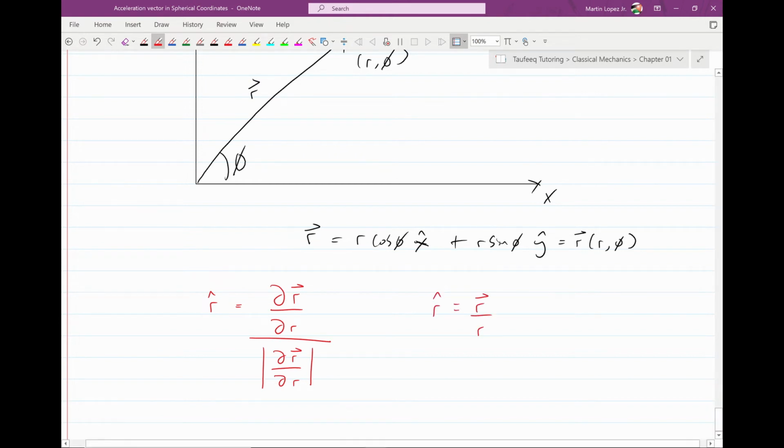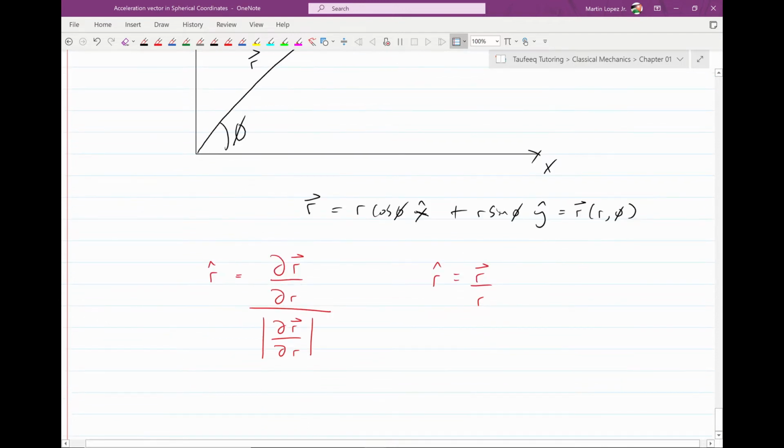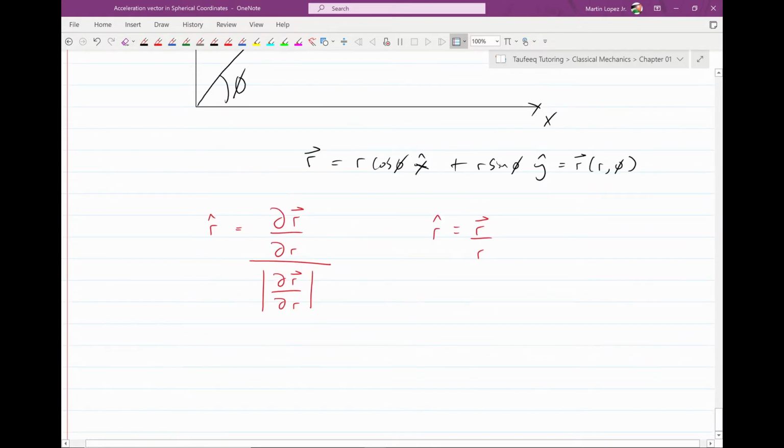So what was our previous definition? It was r vector divided by r. So if you have the vector, then you can get the unit vector by dividing it by the length. If you want to know, in any direction, how a function changes with respect to a variable, that is a directional derivative, right? A partial derivative. So this is our new definition that we're going to be using.